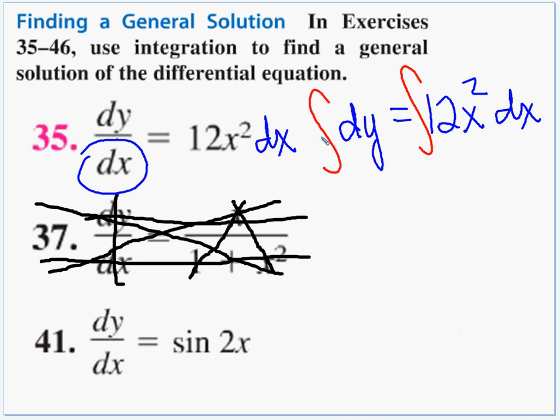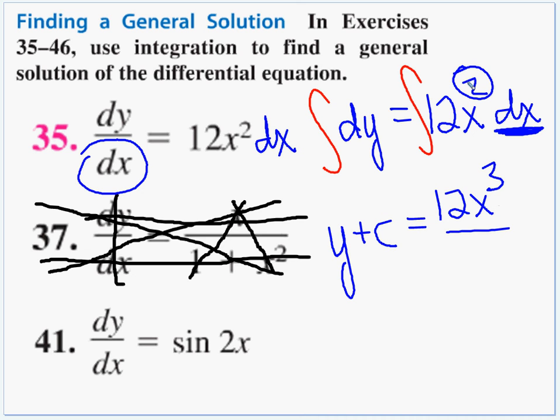So let's see here, the antiderivative, there would be a 1 in there, 1 dy. That's going to antiderive to a y plus c. And then on the other side of the equals, we'll antiderive this side with respect to x. So we'll raise the power by 1. That'll become 12x cubed, 12x cubed divided by the new power 3. And we'll add a constant.